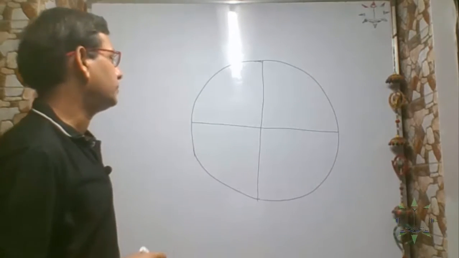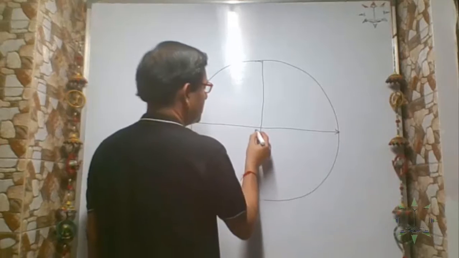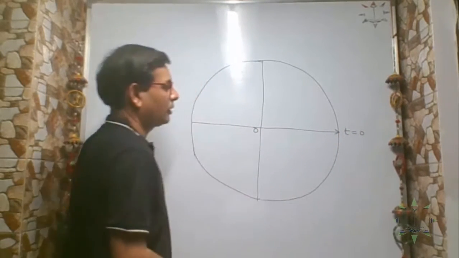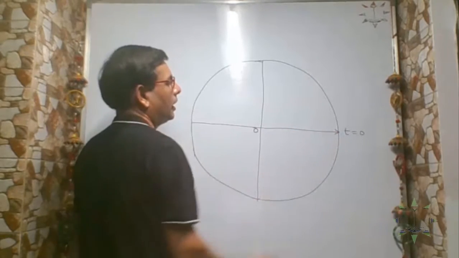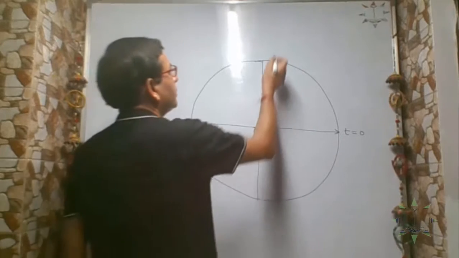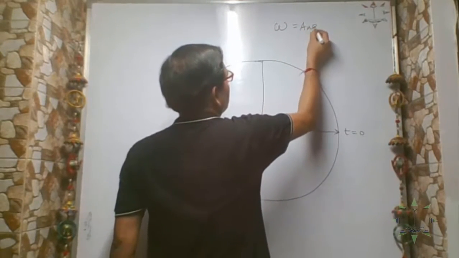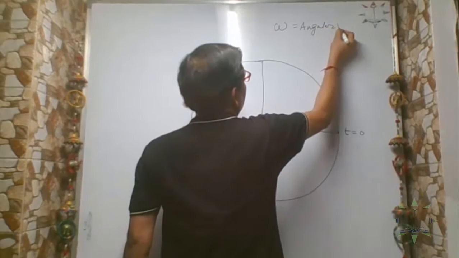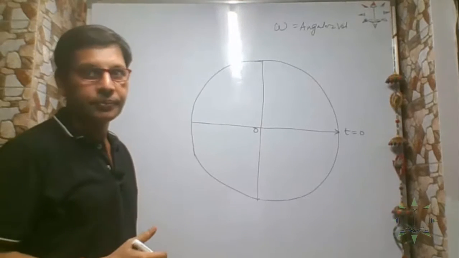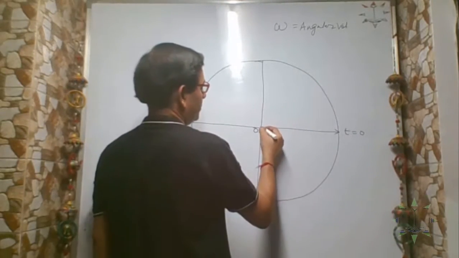So let us consider a circular motion of a radius vector. So here the particle is here. At time t equal to 0, the particle is here. The radius vector is here. So if omega is the angular velocity, what is angular velocity? The angle made by the particle at the center per second. Okay. So in time t, it goes from this point to this point.